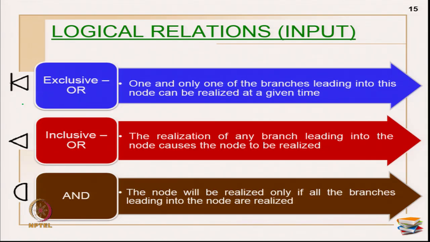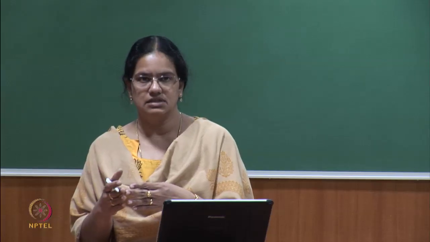I may have 2-3 links entering into this setup. So, what happens is when all the links are ready to start, then only this branch will work, otherwise it will not work. So, this is the input. Now, let us see the output symbol.